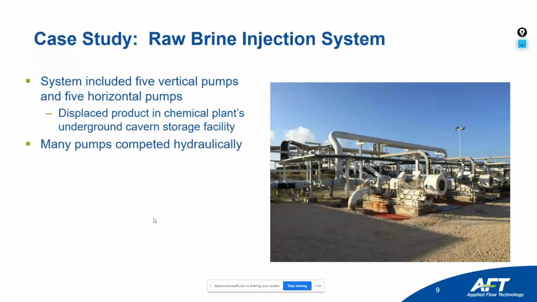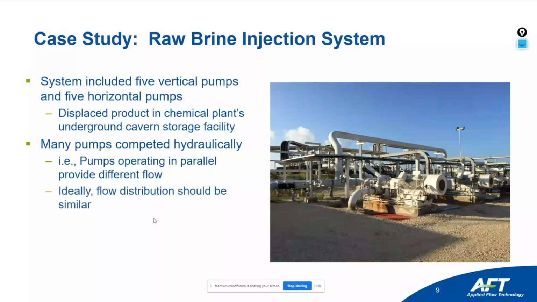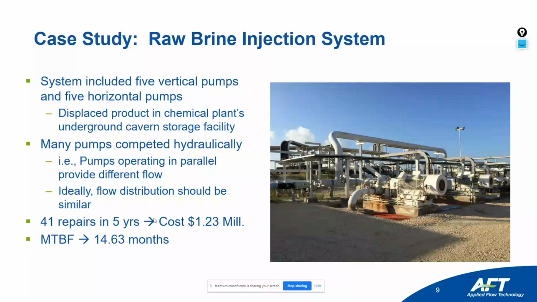And the pumps competed hydraulically with each other, and many of them were operating very far from their best efficiency point, down to 20% to 50% of BEP, and obviously that caused some major issues. 41 repairs over 5 years, about $1.25 million, and mean time between failures was just under 15 months. And this is a link to where you can see the case study for yourself.